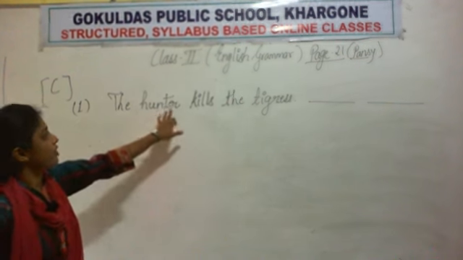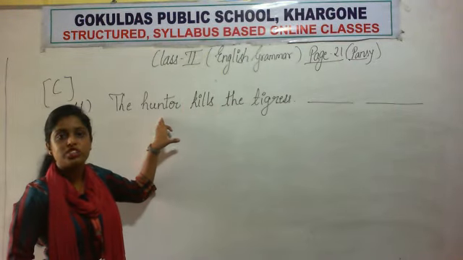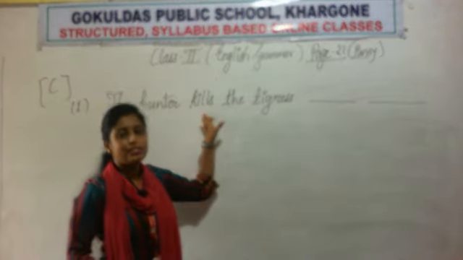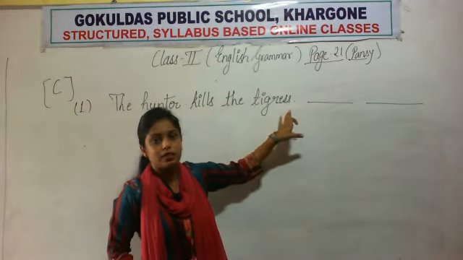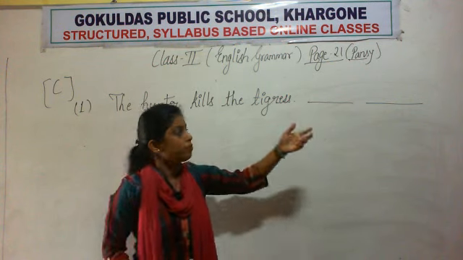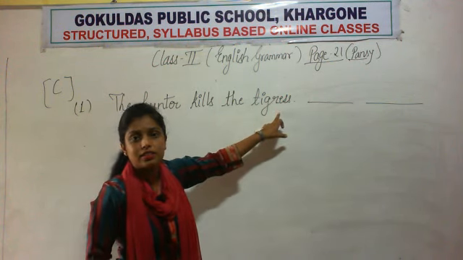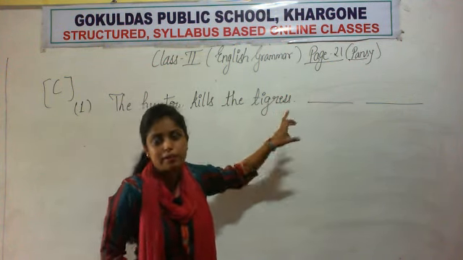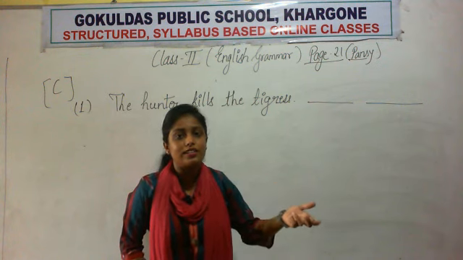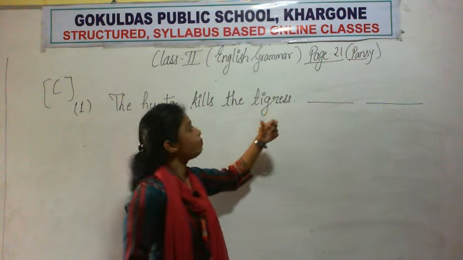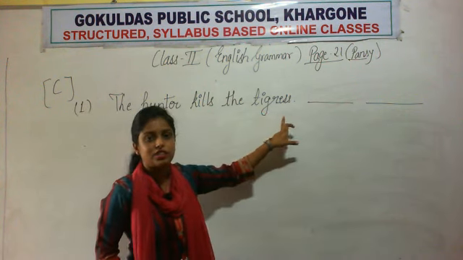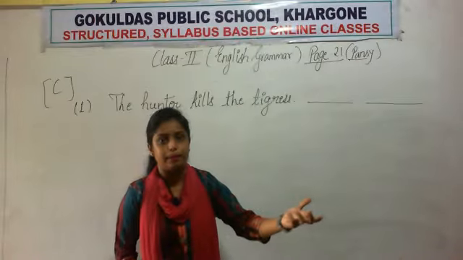The hunter kills the tigress. Hunter means शिकारी. Okay, kills means मार देना. Kill करना means मारना. Tigress means just like a tiger. The feminine gender is tigress. Sher, sherni. So tigress is a sherni. Okay. So the hunter kills the tigress. जो शिकारी है वो tigress को मारता है.